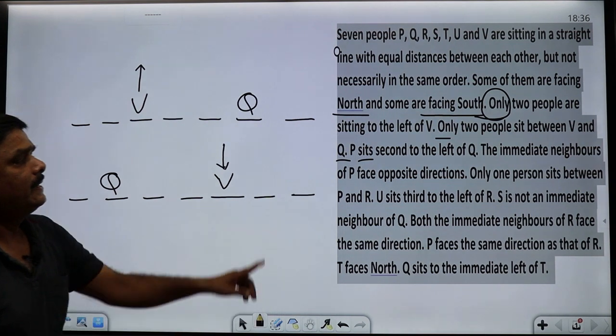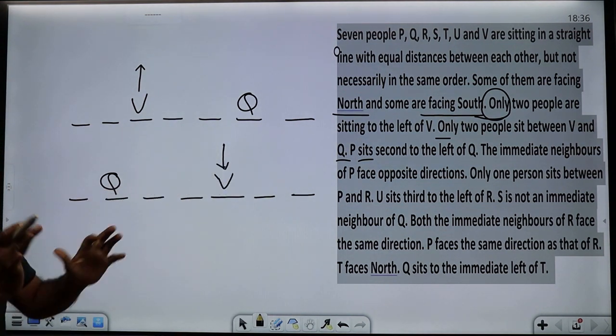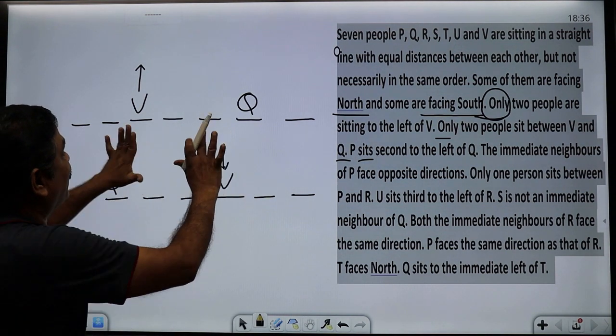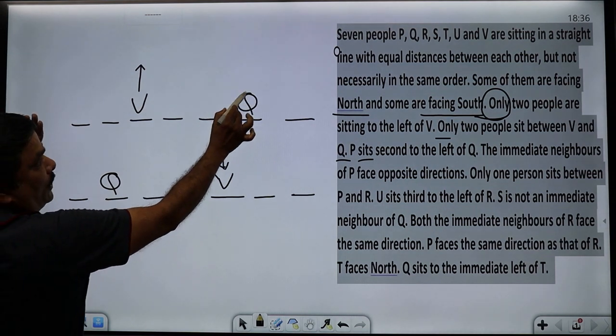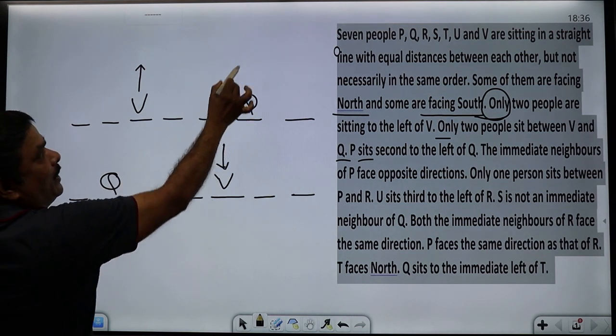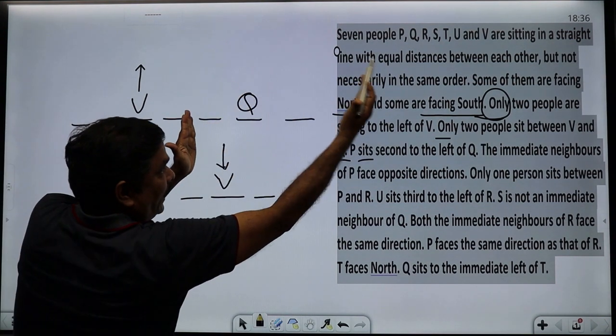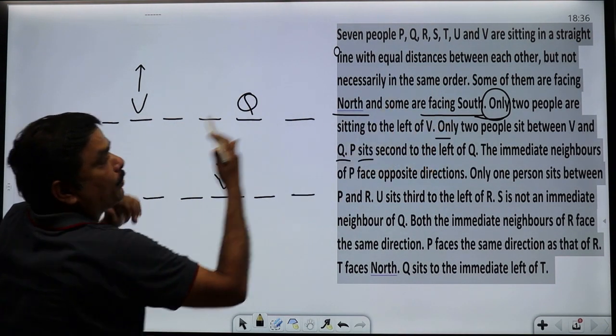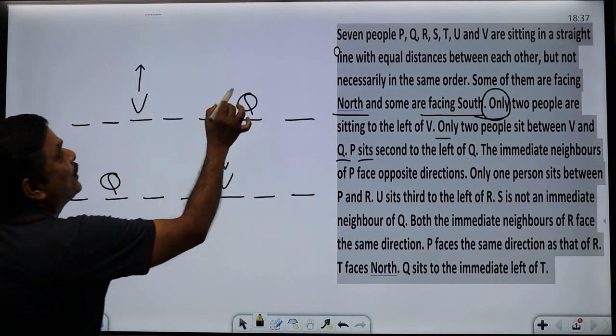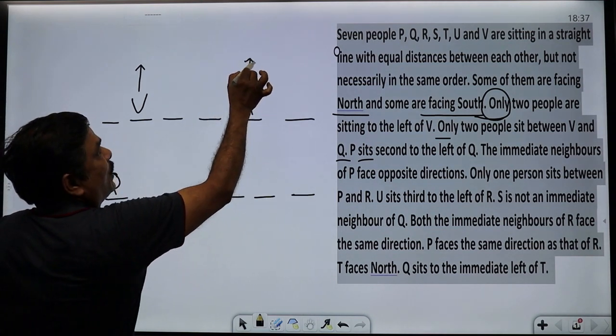P sits second to the left of Q. How do they take this one? P sits second to the left of Q. I don't know whether Q is facing north or south, but if Q is facing south, this is the left side, second left is not possible. For that reason, Q must face north.